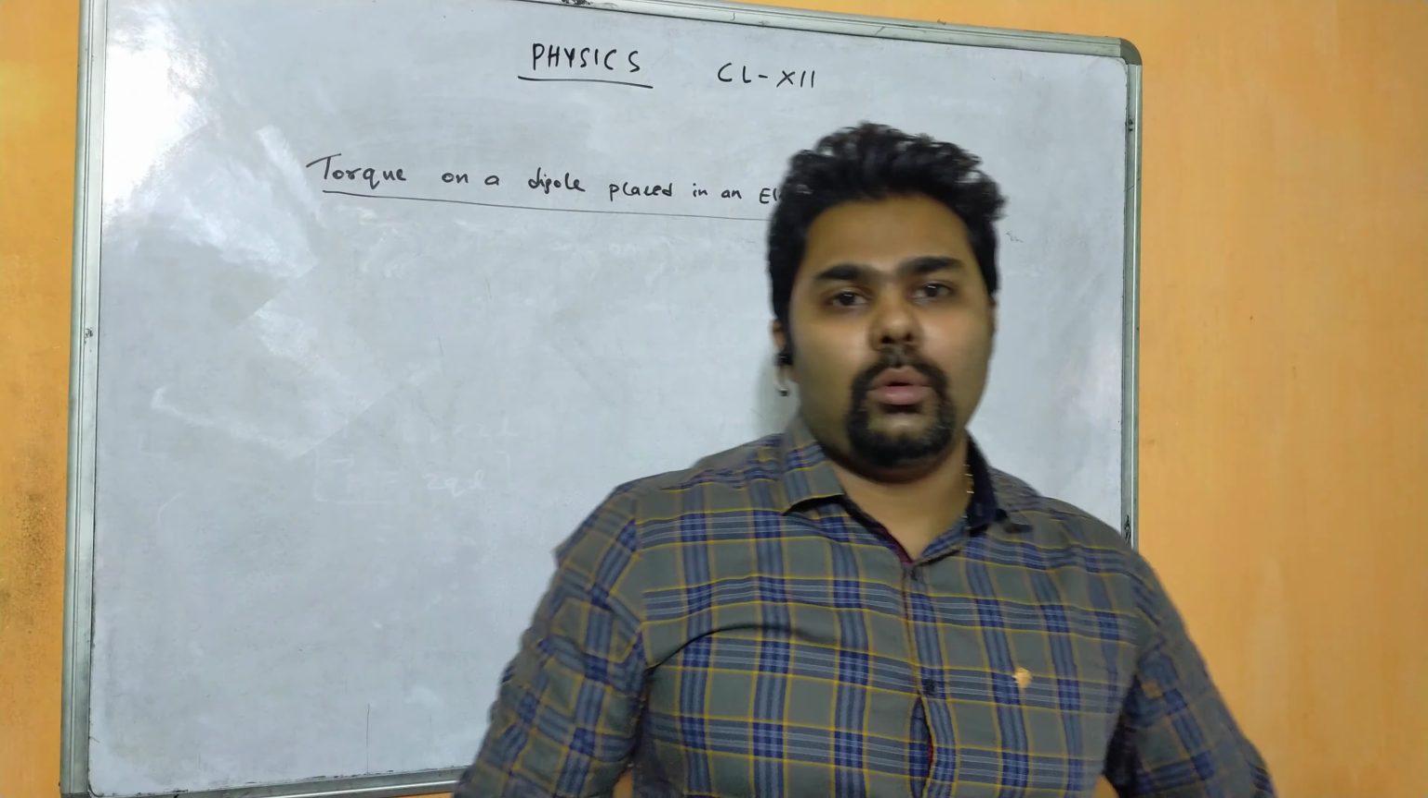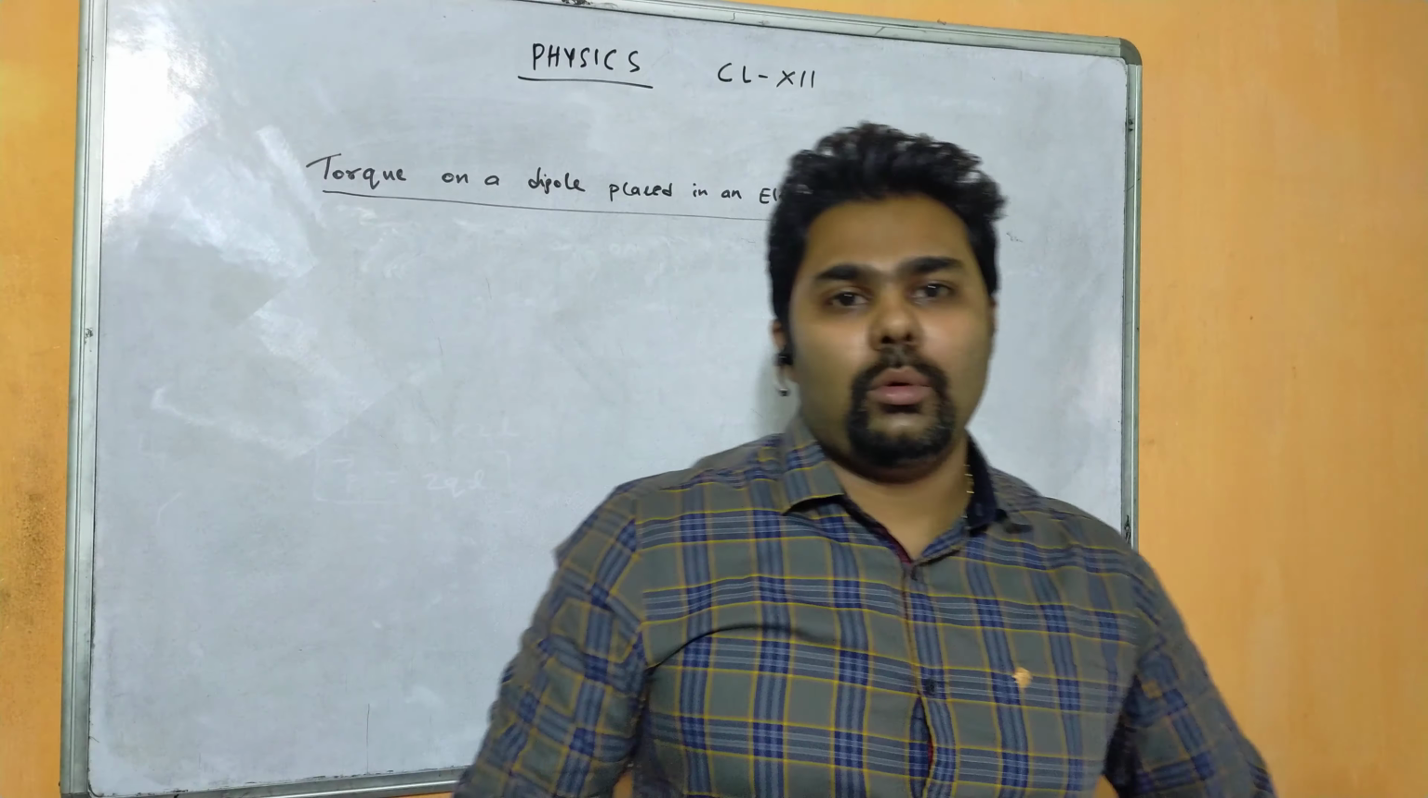So maximum torque will be acting when the dipole is placed perpendicular to the electric field, that is theta equals 90 degrees. So here you can see tau max is PE when theta equals 90 degrees. That means when the axis of the dipole is perpendicular to the field. But when theta equals 0, that is the dipole is placed parallel to the electric field, then the torque becomes 0, which is the minimum.